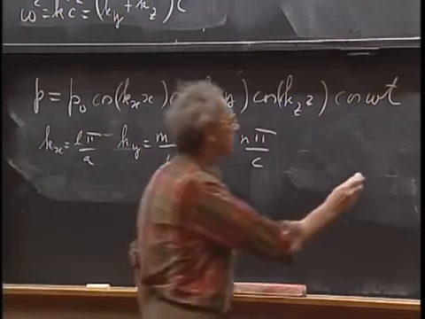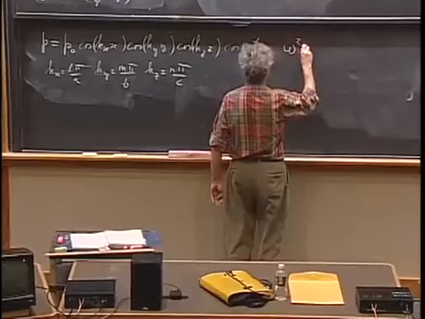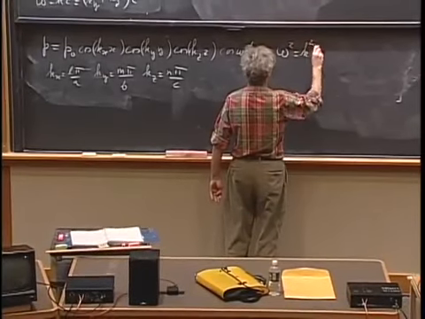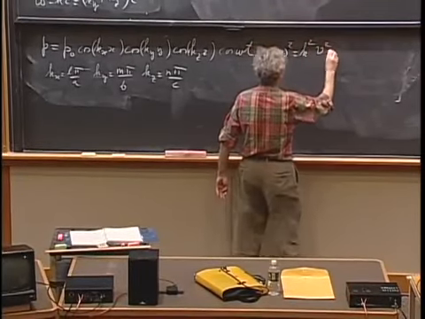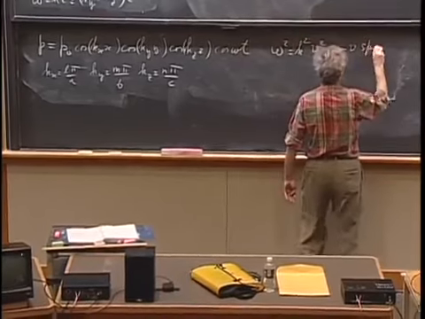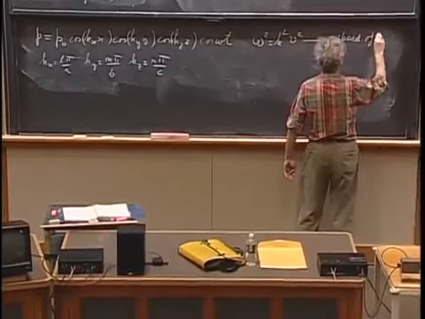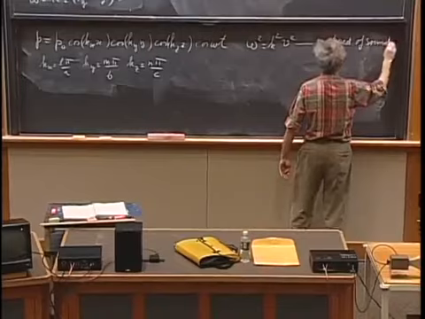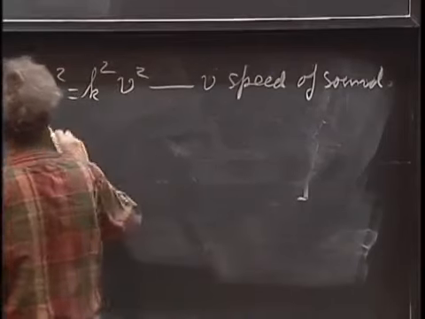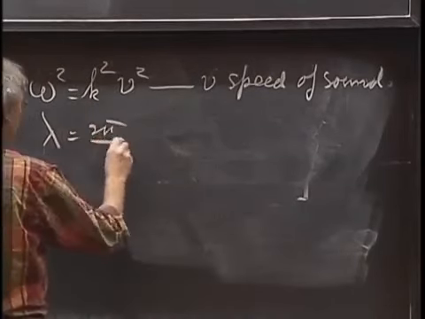And so always, what always holds is that omega squared is always k squared times v squared, but this v is now the speed of sound. And the wavelength lambda is 2 pi divided by k.